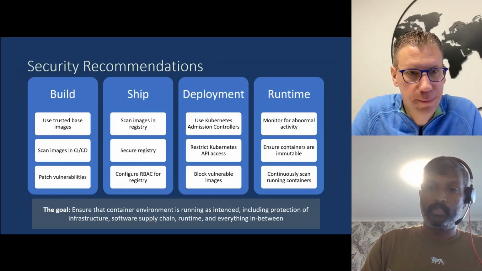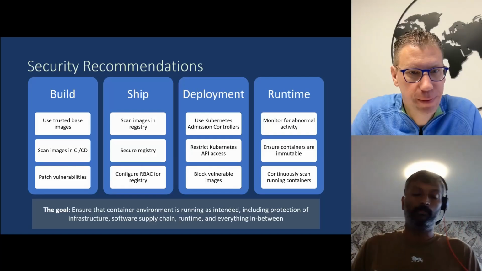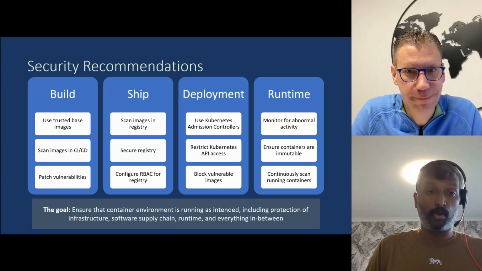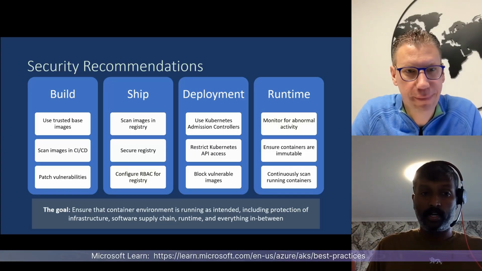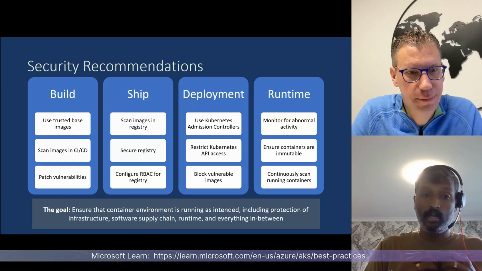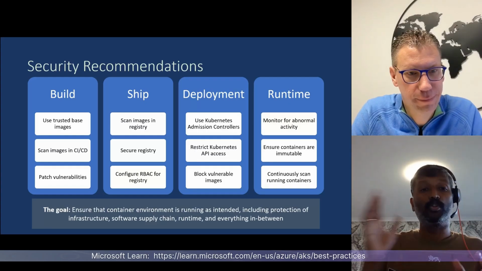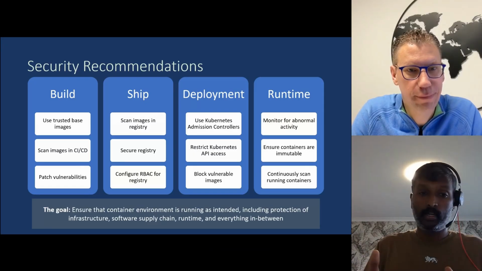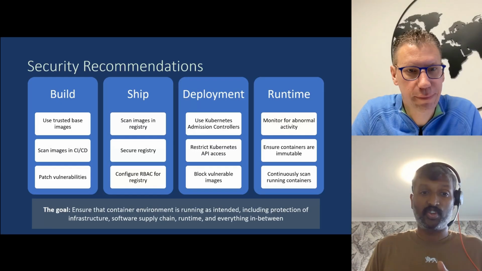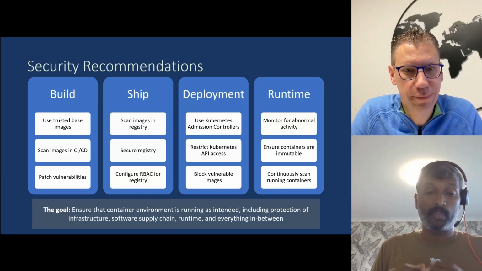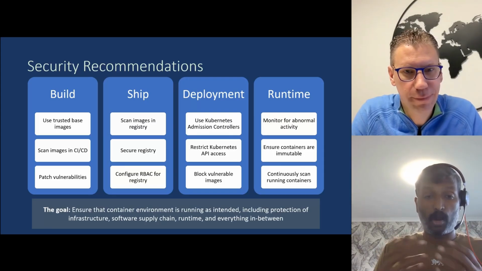I think this will be my last slide before the demo. Then I'll jump into my Azure portal and see how whatever we spoke about works. At a high level for security, you have to build trusted images, scan the images, and patch the vulnerabilities in the images before deployment. Have runtime scanning enabled, then ship the images into the registry, and make sure the registry is secured with a private cluster and private registry, and has RBAC enabled.